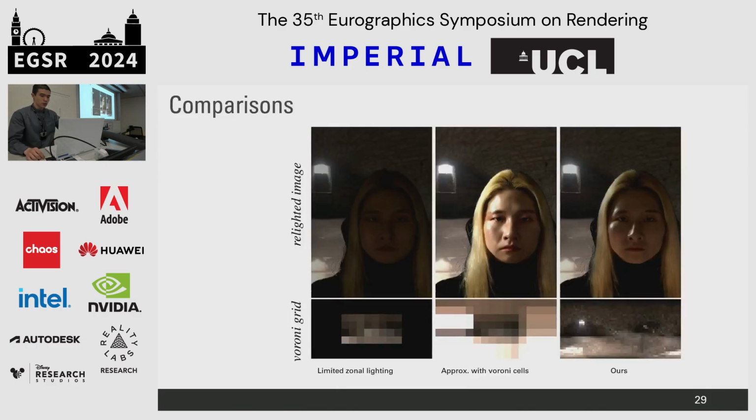And to illustrate the importance of expanding the illumination zone, we compare our relit result versus trying to relight the subject with only limited zonal lighting, or trying to approximate the environment map with Voronoi cells. Note that only our method produced the realistic backlighting effect of the subject lit by the window behind her. And this wouldn't be achievable with Voronoi cell approximations.